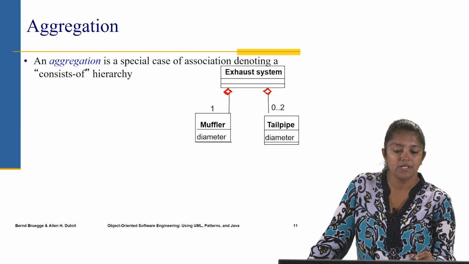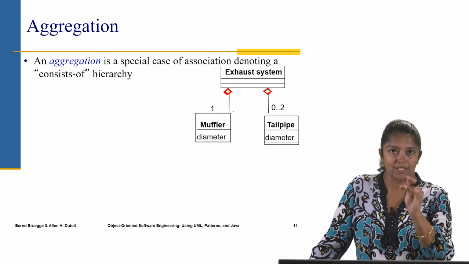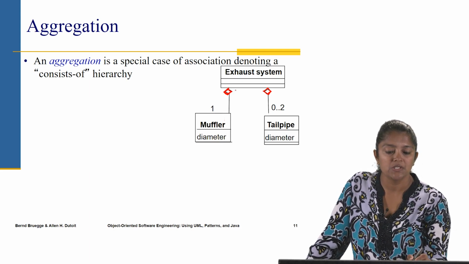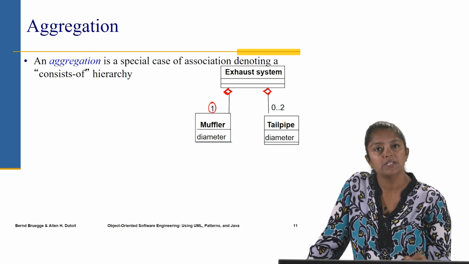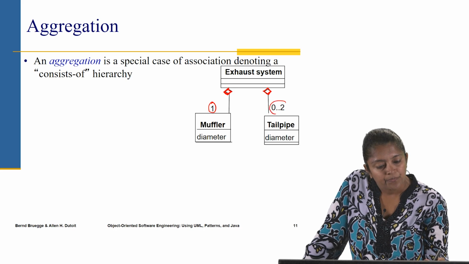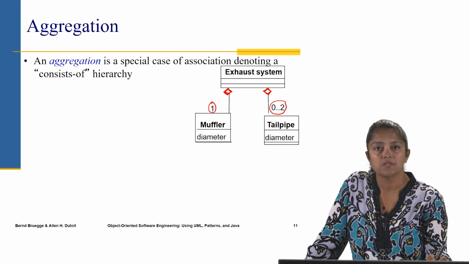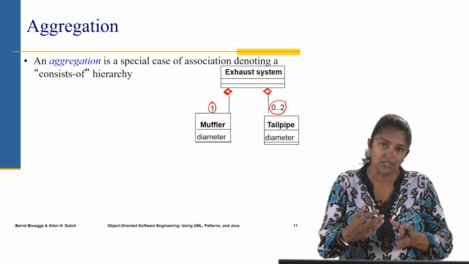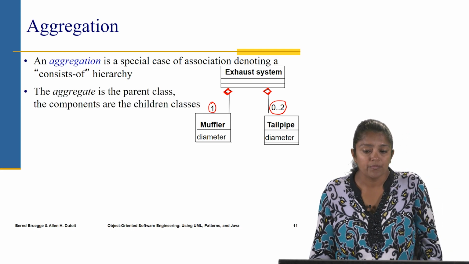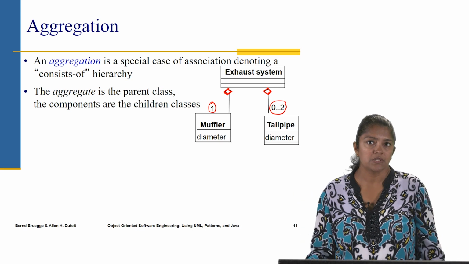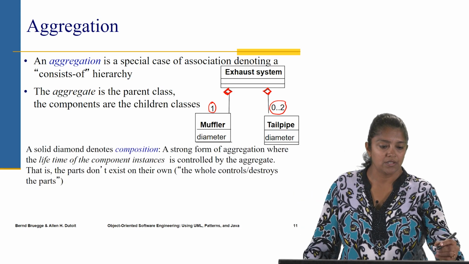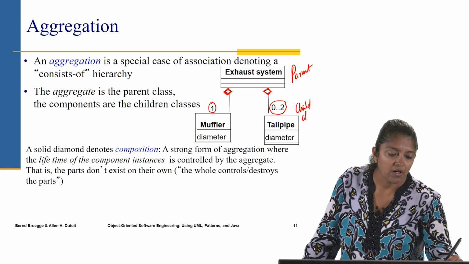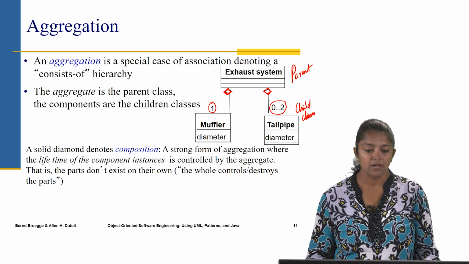And then in terms of multiplicity, on the subcomponent side, the smaller part side, we specify a number. So basically an instance of an exhaust system consists of exactly one instance of muffler, and it consists of a range of 0 to 2 instances of tailpipe. That's what it means. So here our multiplicity also has a specific meaning, and it's related to the aggregation. The idea is to represent this consists-of hierarchy. The aggregate is the parent class, and these child classes are the components of the aggregate.